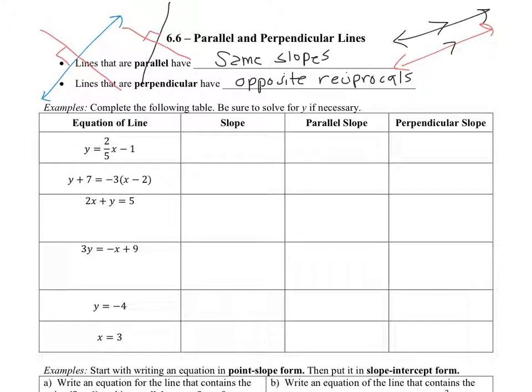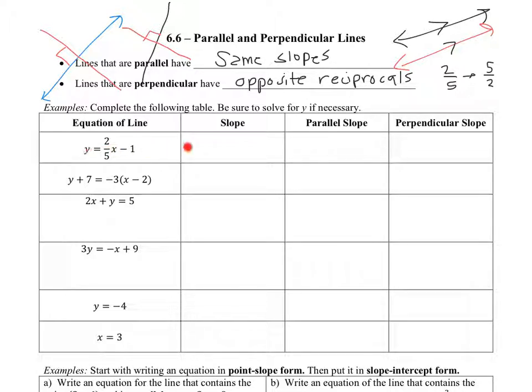So opposite reciprocals means make the slope opposite. So if it's positive, make it negative. And the reciprocal of 2/5 is 5/2, because you flip it over, or it's 1 over the number.